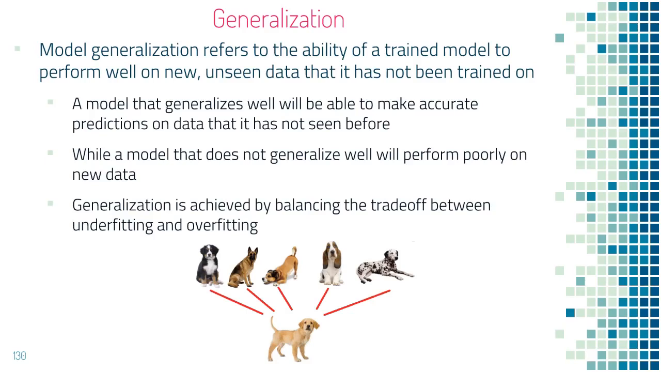If a model performs well only with the training data, that scenario is said to be the overfitting scenario. And a model that is said to overfit with the training data will not make accurate predictions for the unseen data or test data. So that is the point. Generalization is achieved by balancing the trade-off between underfitting and overfitting.